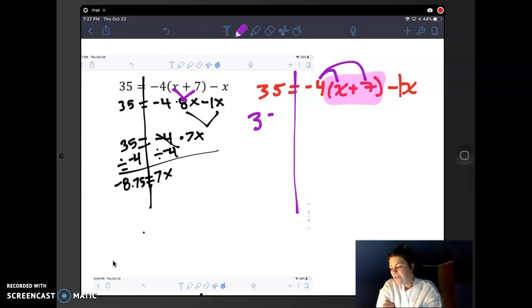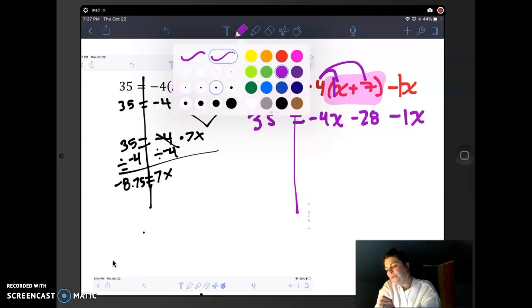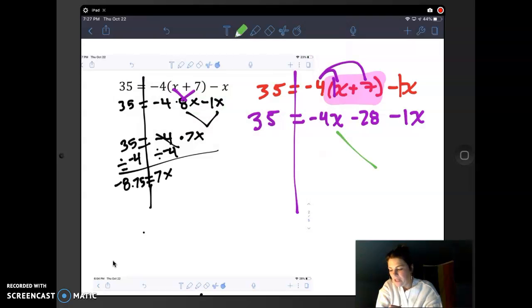Okay, so we have 35 equals, you multiply -4 times 1x to get -4x. -4 times +7, remember the symbol with the number always goes to the left. So that would be -28. And then this -1x, nothing happened with it because it's not in the parentheses. All right, now we can combine our like terms. We have -4x's and we have -1x's. And so adding those together, we get -5x's.